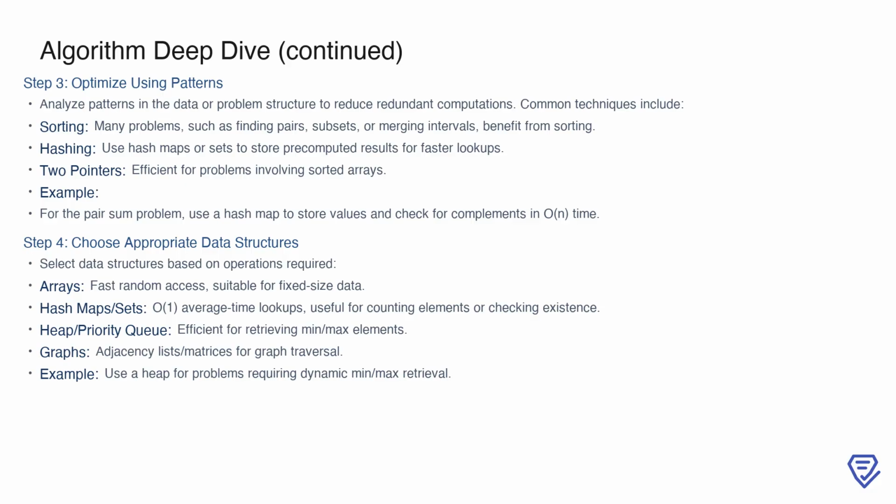Arrays are great for fixed-size data and fast random access. Hash maps or sets are ideal for tasks like frequency counting or checking existence, thanks to their average O(1) lookup time. If the problem involves dynamically retrieving the smallest or largest elements, a heap or priority queue is often the best choice. And for graph-related problems, adjacency lists or matrices are essential tools. For example, if you need to find pairs in an array with a specific sum, you might use a hash map to store values and their indices, enabling a quick O(n) solution.